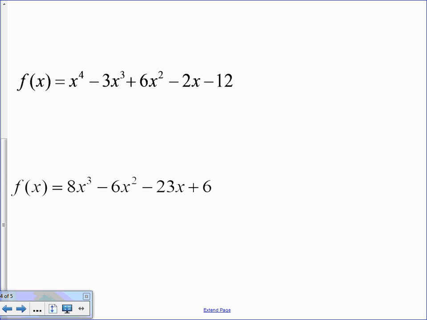And then when you're done with that one, the more challenging one, f of x equals 8x cubed minus 6x squared minus 23x plus 6. Be very careful with your list of p's and q's on the second one. Okay, so just really quickly, I thought you guys did an excellent job on the first one.